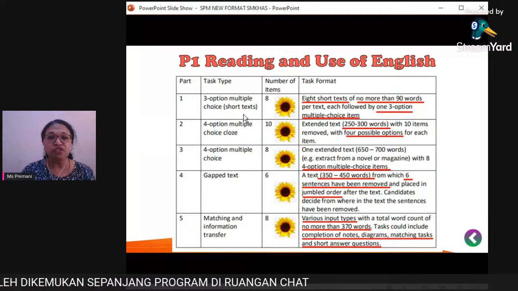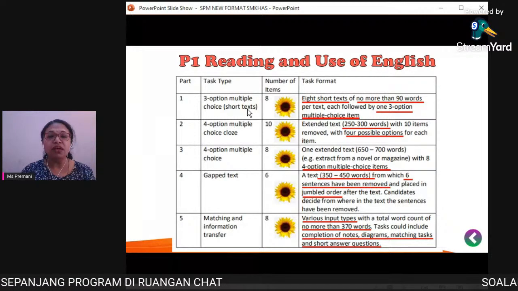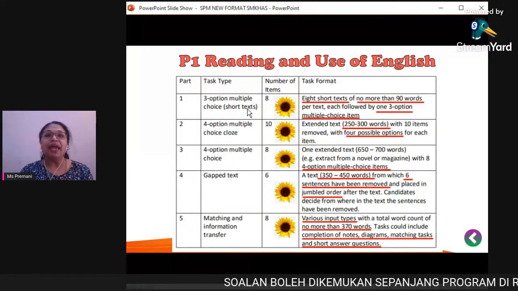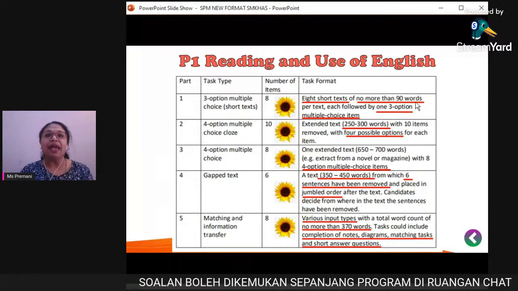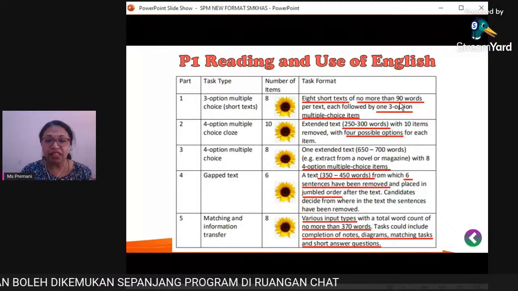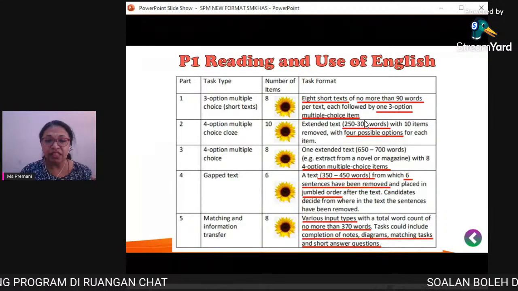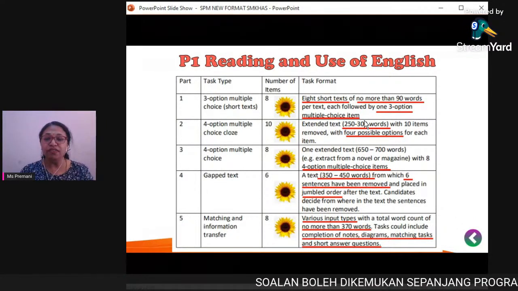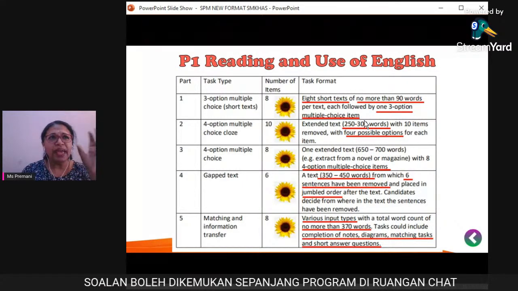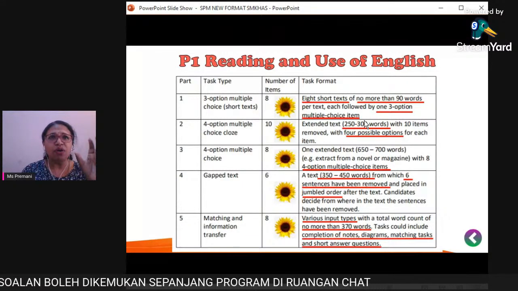The first one is three-option multiple choice, A, B, C answers, and the text will be within 90 words. Each question has a short text which is within 90 words. Here I would like to stress that in previous years you could locate or identify the wrong answer easily because they were more of word spotting.